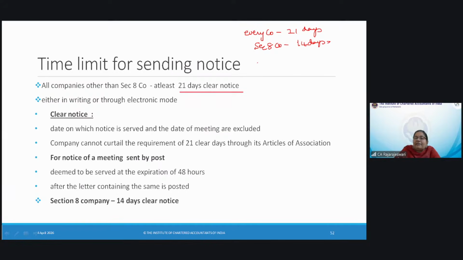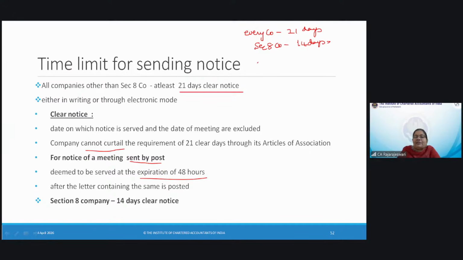Then the articles of association cannot say it is enough if the company gives 14 days' notice or 18 days' notice. It cannot curtail the requirement of 21 clear days. That is invalid. So the articles cannot curtail. The minimum requirement has to be observed by any company. Then if it is sent by post, you will count after the expiration of 48 hours after the letter containing the same is posted. So this is the meaning of clear days.